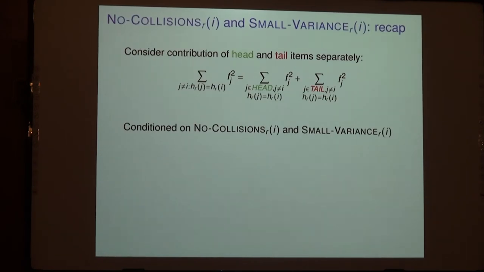This is already pretty nice, because by our basic estimate analysis, we knew that the variance was exactly the sum of f_j squared over all items j that hash into the same place as i. Conditioned on no collisions and on small variance, the first term is 0, and the second term is pretty small. It's 8 over b times the L2 squared norm of the tail.